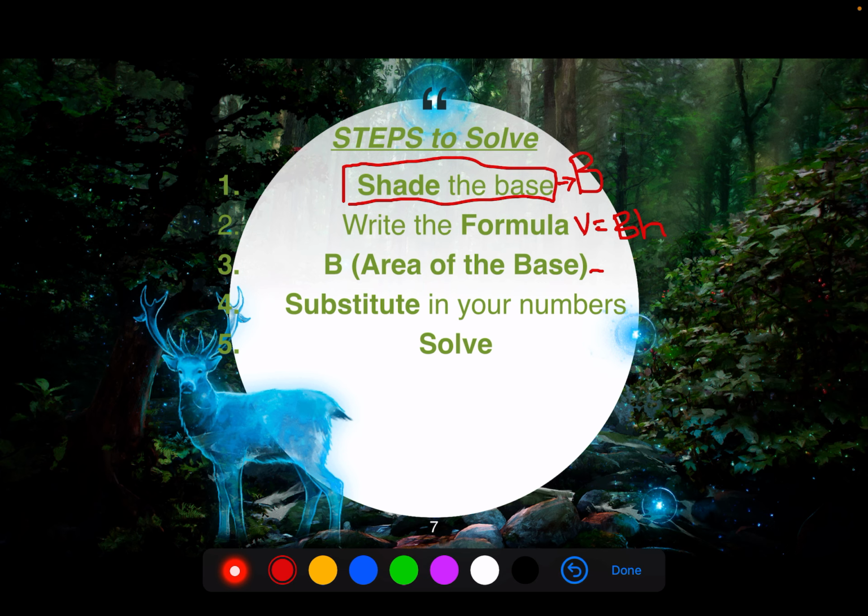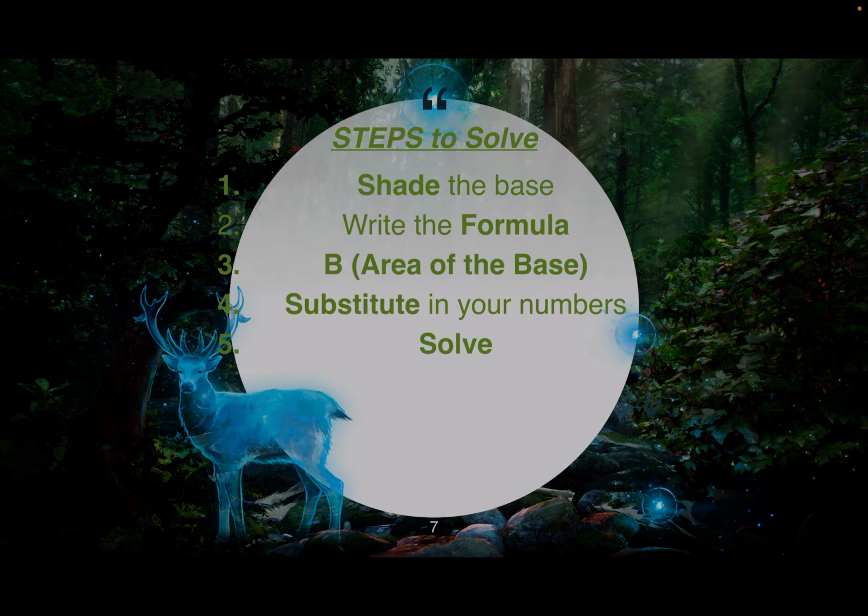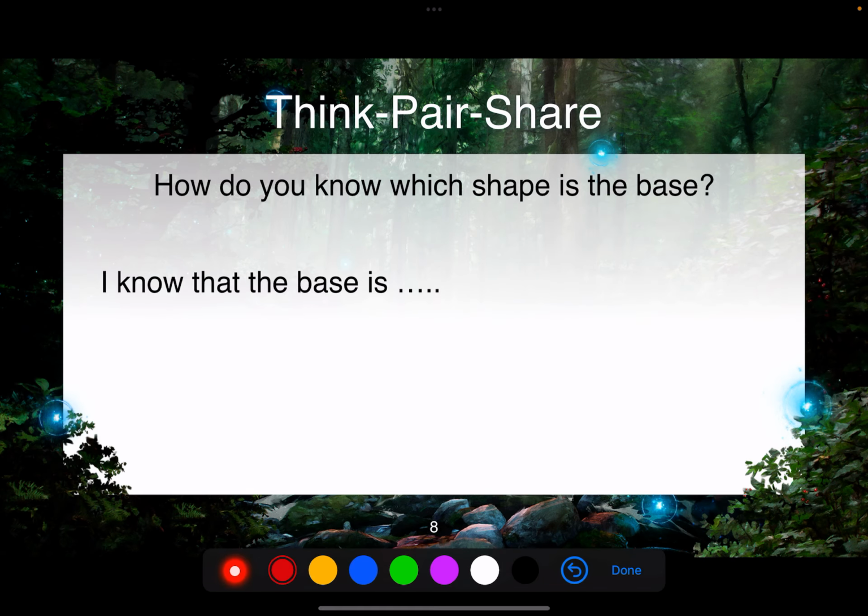So once you find the area of the base, you're going to substitute that number into the big B, and then of course the height into the H, and you would just solve your problem. So let's go ahead and get started. This is your think, pair, share. How do you know which shape is the base? Take time to think about that. You should know this from when we did surface area. We talked about the different shapes and how we know what the base is with our 3D shapes.